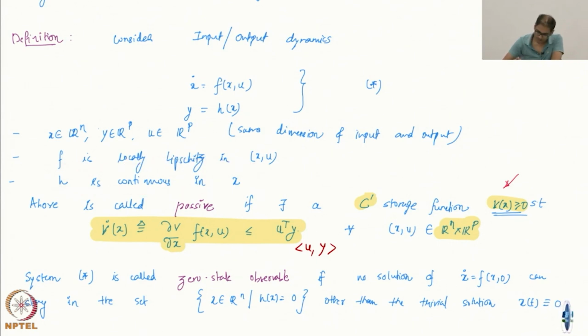Now this system is called passive if there exists a C1 storage function V(x) which is positive semidefinite, such that if you take V dot, which is as always defined as the partial of V with respect to x times f(x,u), then this has to be less than or equal to u transpose y, or the inner product of u and y.